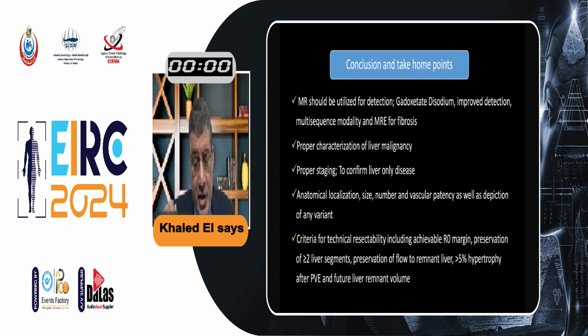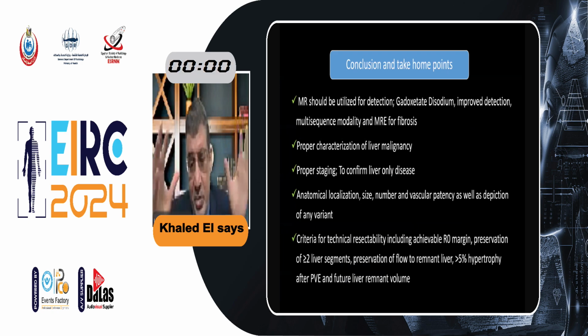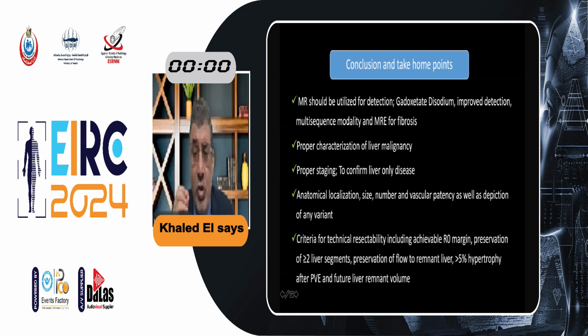The criteria of technical resectability is you need to have at least two liver segments with achievable clear resection margins, and preservation of two segments with their blood supply and blood drainage, more than 5% hypertrophy after portal vein embolization. You need to have the minimum future liver remnant.